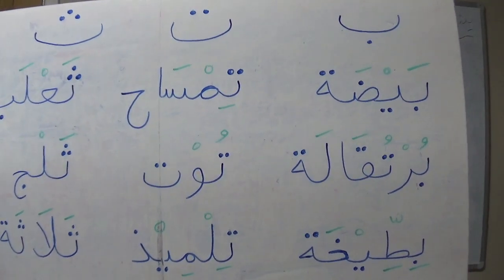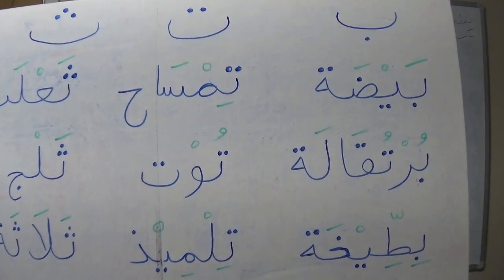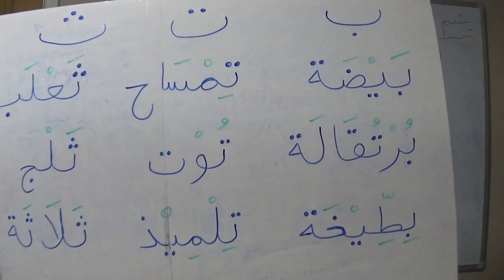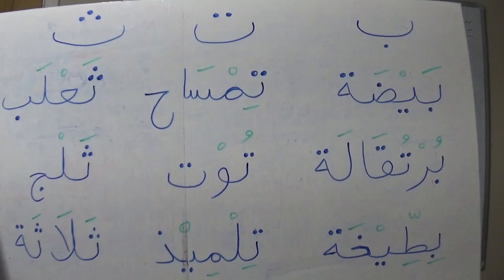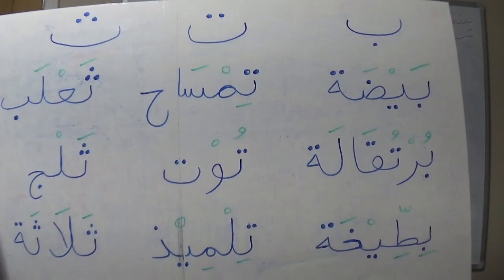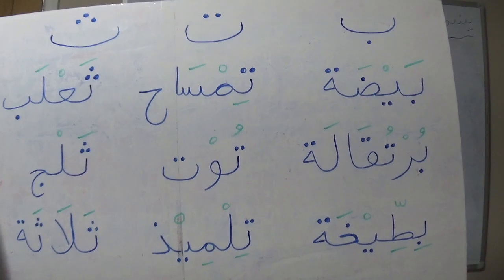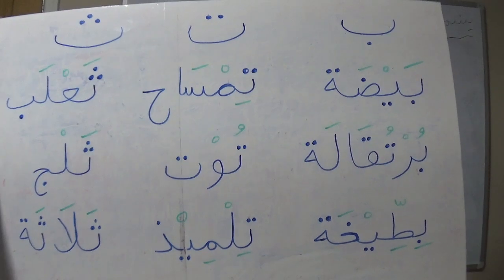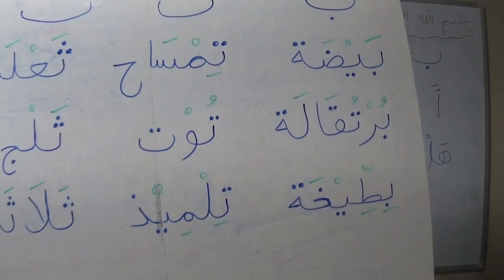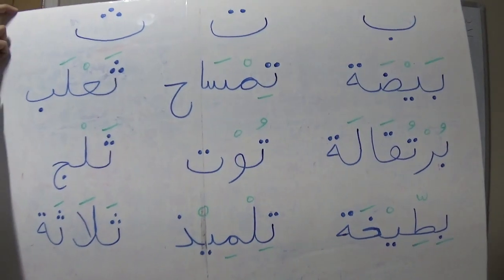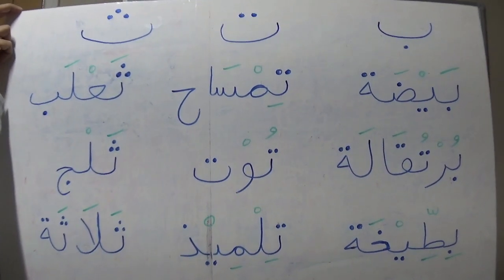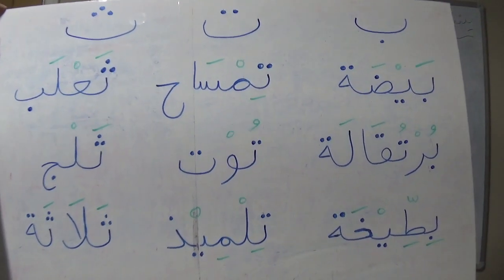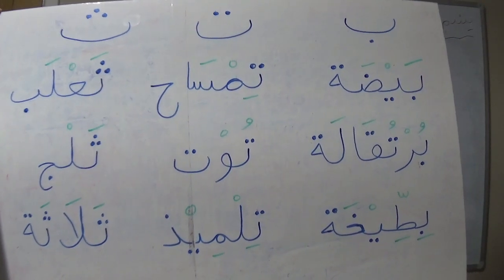In the ba we have bayda, egg, burtuqala, orange, بطيخة, watermelon. For ta we have timsah, crocodile, toot, berries, like strawberry, blackberry, tilmid, which is student. Tha'lab for the tha, which is a fox, thulj, which is ice, and finally thalatha. It would be nice to practice these as well and remember what they mean.